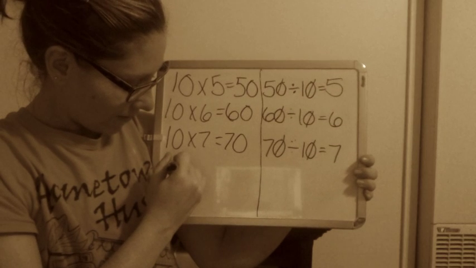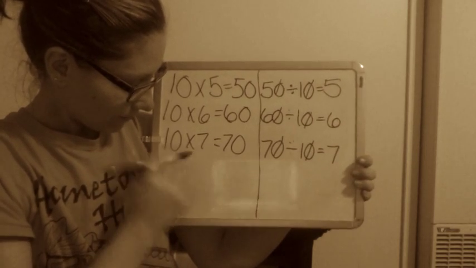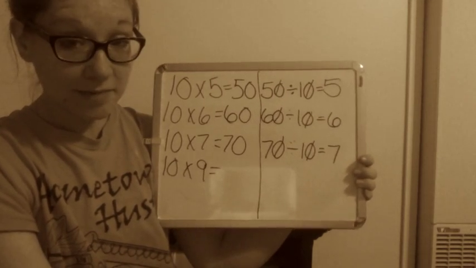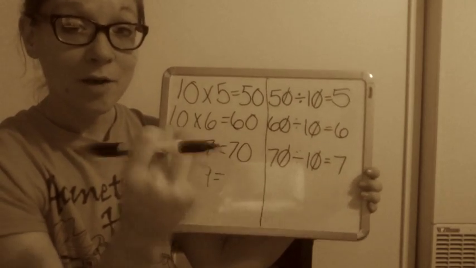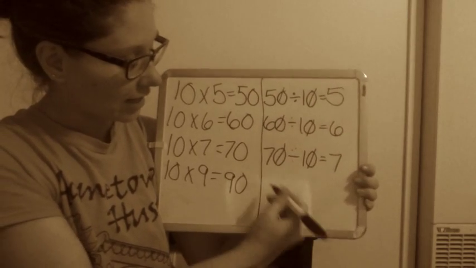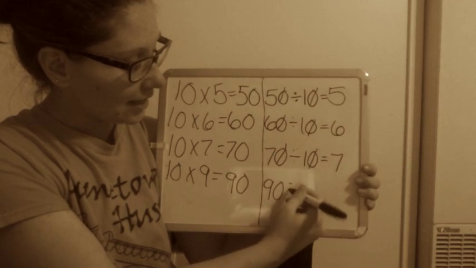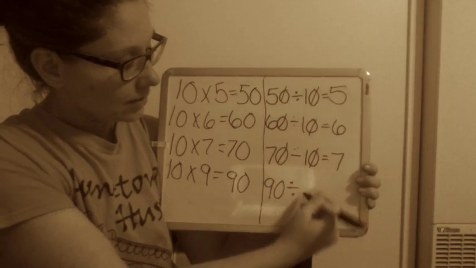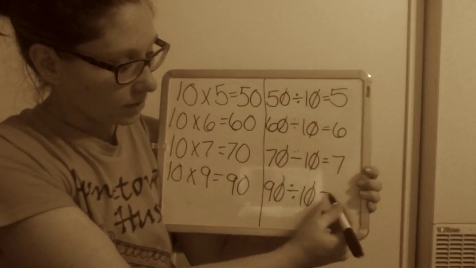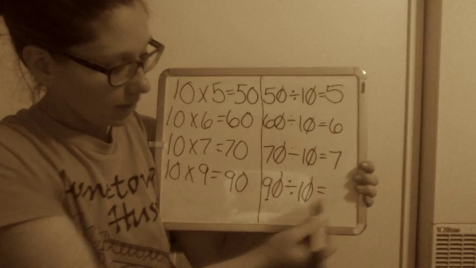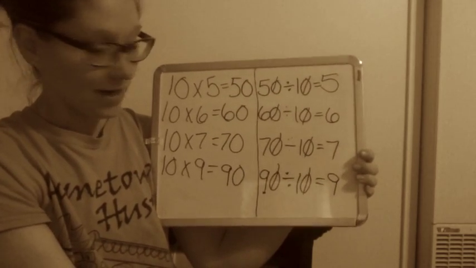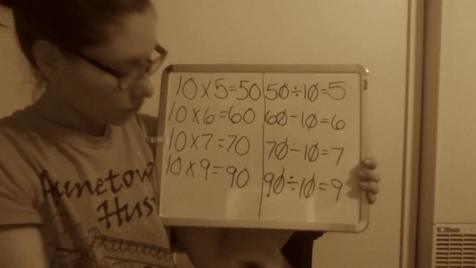So the same thing if I do, let's try, 10 times, let's skip to 9. What's 10 times 9? Boom, 90. Let's switch it to division. Now if I have 90 divided by 10, we're going to just drop those zeros, and your answer is 9. Because 9 divided by 1 equals 9. You just drop the number of zeros.